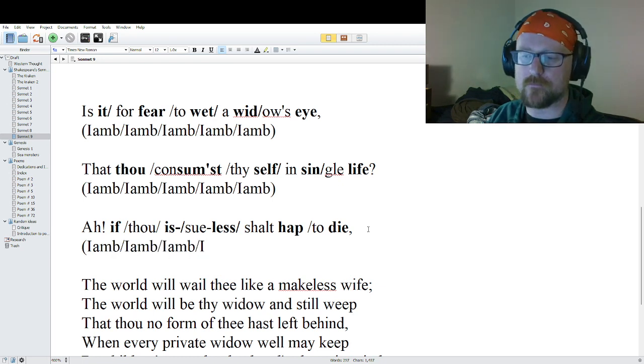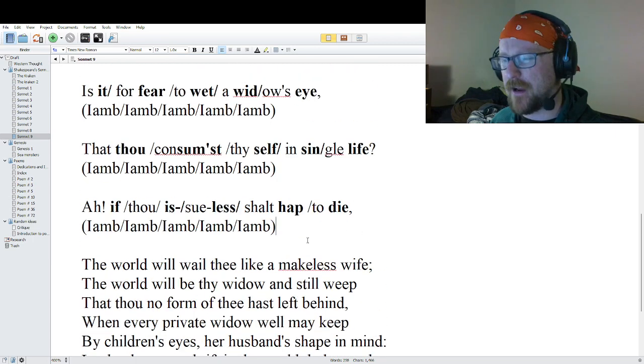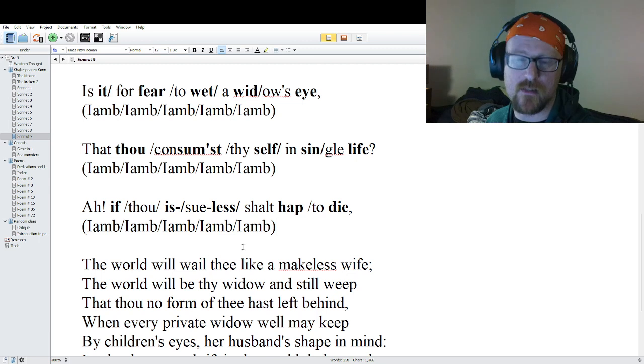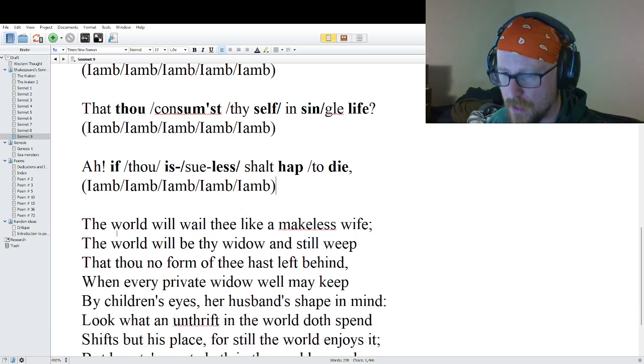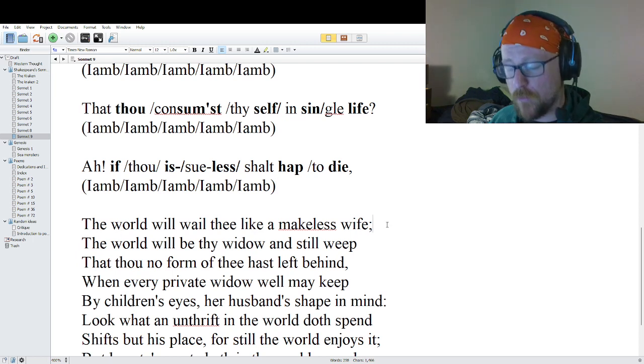Iambic. Cool, right? So far, so good. Everything seems good. But I assure you there will be a few spots in this where this poem gets a little bit harder. Next line. The world will wail thee like a makeless wife. Oof.